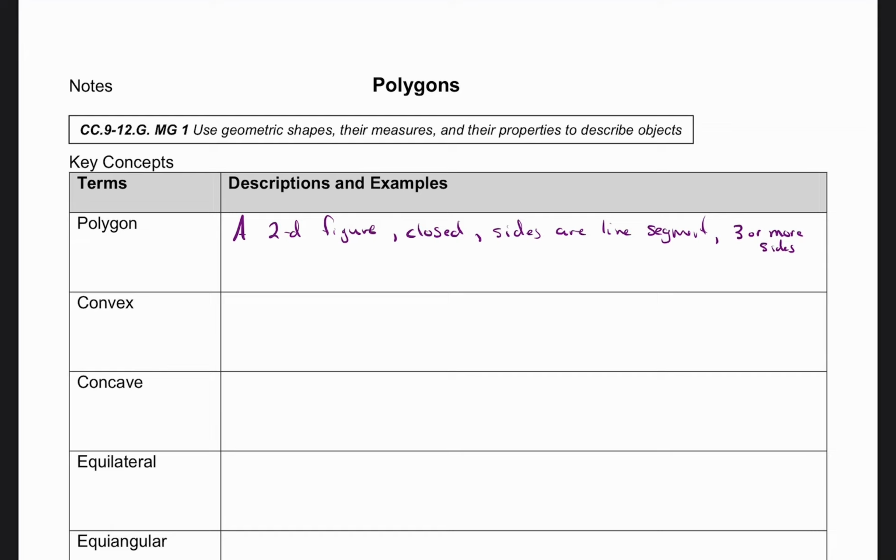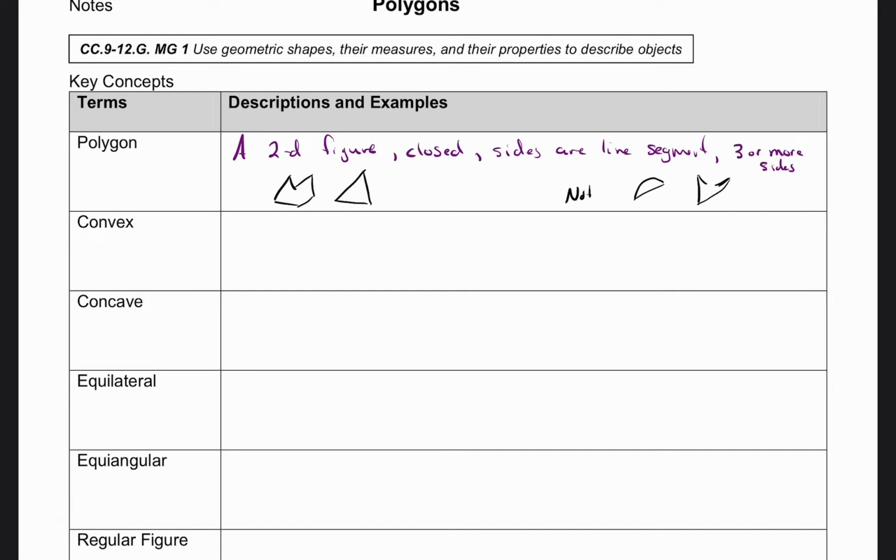So, things that would be a polygon, we could have something like this. We could have something simple like this. Not a polygon would be something like that, or something like this, where there's an opening. So, give you the idea there.